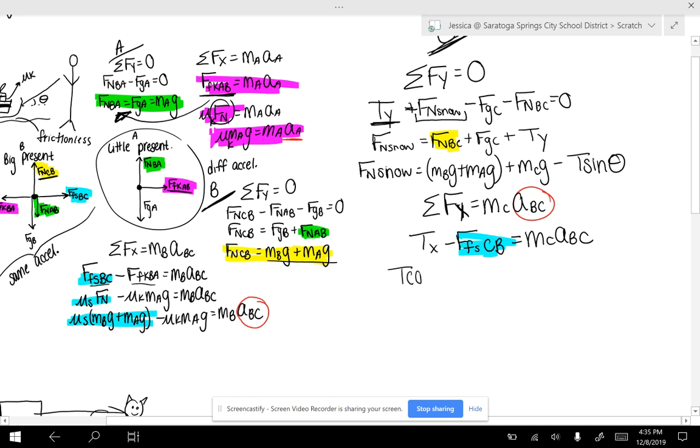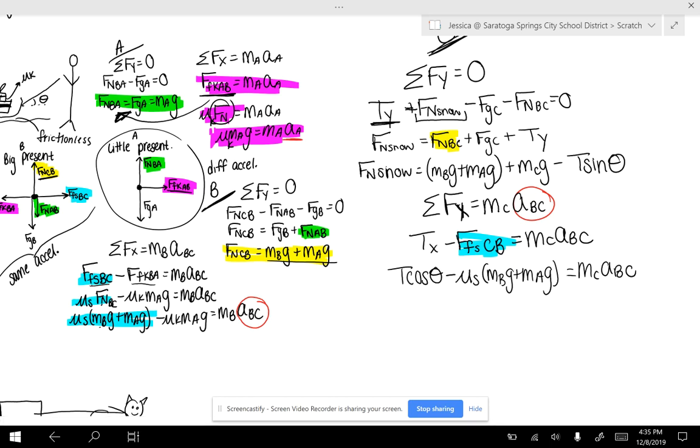So the equation that we previously wrote for the static force of friction holds true, which I highlighted. T_x is the same thing as T cosine theta. So this would be minus mu_s. So it should be mu_s times the normal force, but that normal force was the normal force between B and C. The normal force between B and C was m_B g plus m_A g, equals m_C a_BC. Again, I could solve for a_BC, or the acceleration of the big present and the sled.